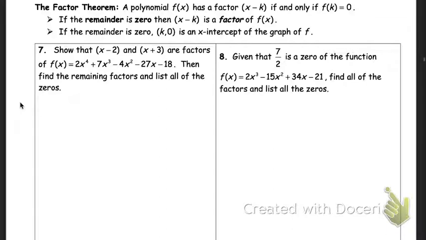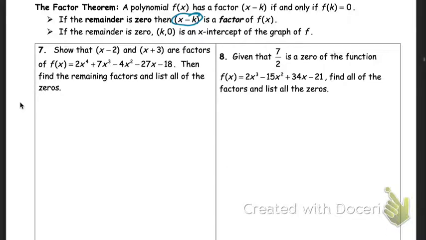If the remainder is 0, then it's a factor, and if f of k is 0, then (k, 0) is an x-intercept. So remember, it being a factor tells you how to solve for a zero or an x-intercept by setting that equal to 0 and solving. That's just what we've been doing when we had to factor and solve. Each factor set equal to 0 gives you your x-intercepts or your zeros. So that's the same thing here with polynomials.